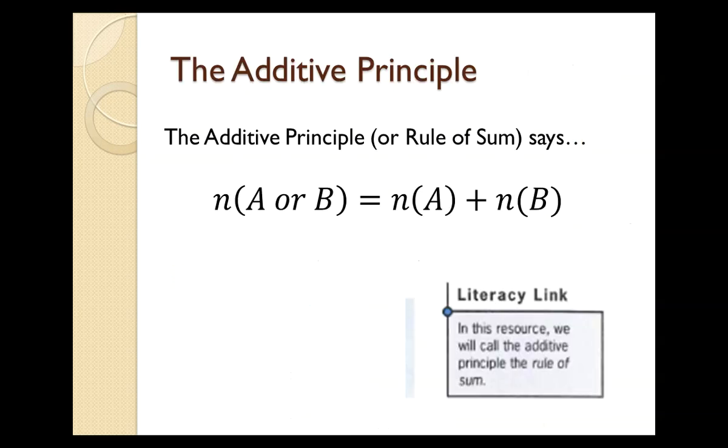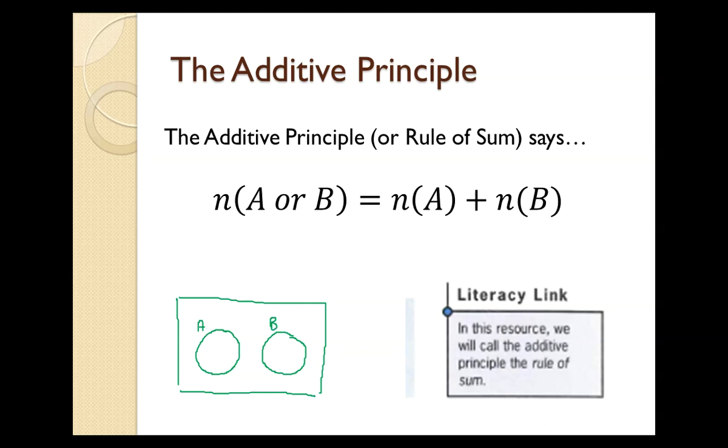All right. The principle that we used here is called the additive principle, or the rule of sum. And it says, for mutually exclusive events, the number of elements in set A or set B is just the number of elements in set A plus the number of elements in set B. Just to draw a little visual of what that looks like, it's like our clubs and spades example, where you have set A and set B, and they're completely separate.